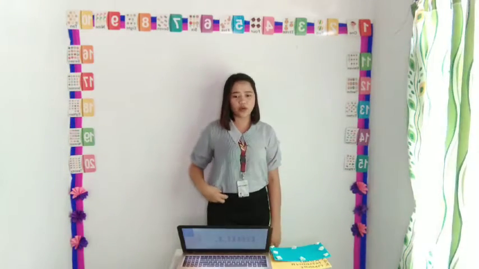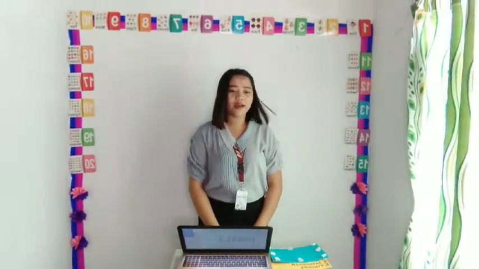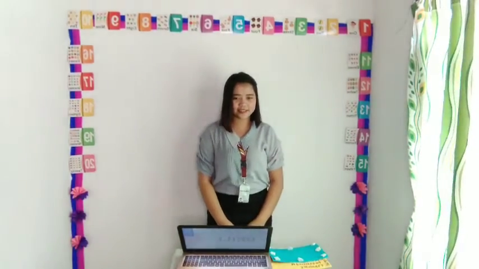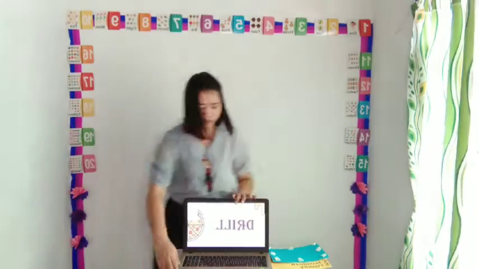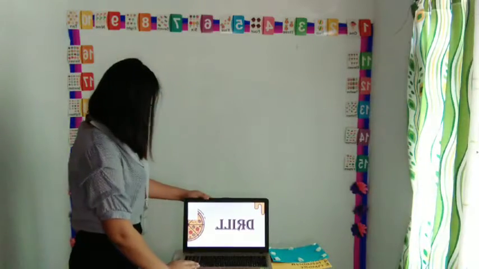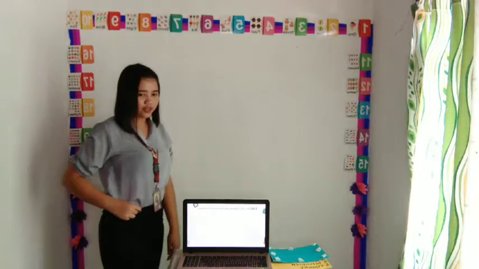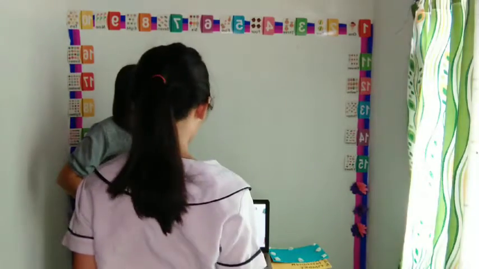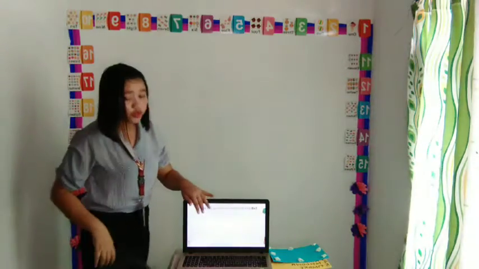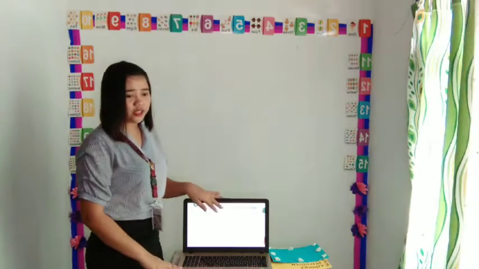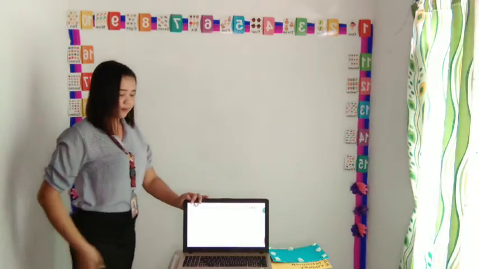Now, before we proceed to our new lesson for today, let us have a drill first. Are you ready, class? Yes, ma'am. Here's your drill for today. Will you stand, Jana, and please read the direction? Give the fraction that shows in each picture. Thank you, Jana. You are going to give the fraction that I will flash on the screen. Are we clear, class? Yes, ma'am.